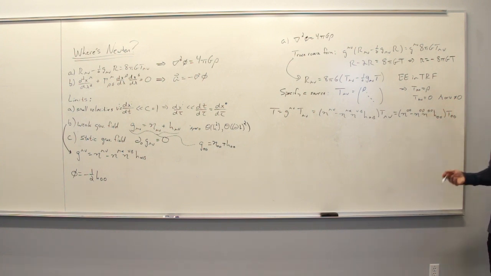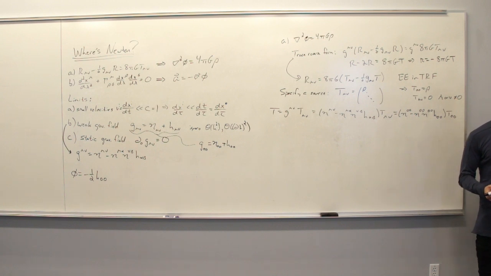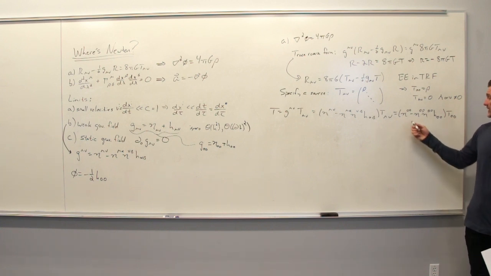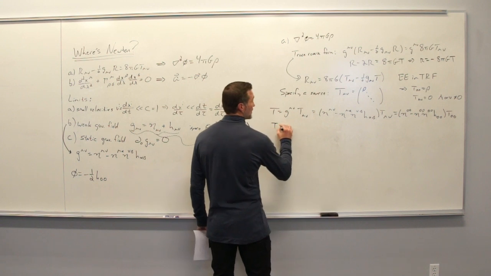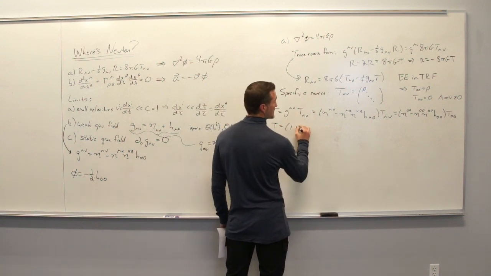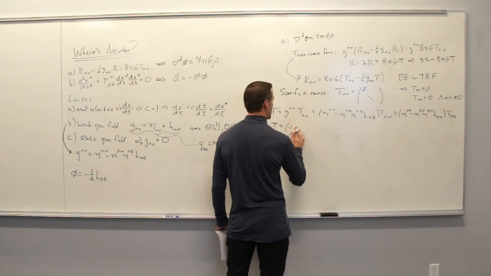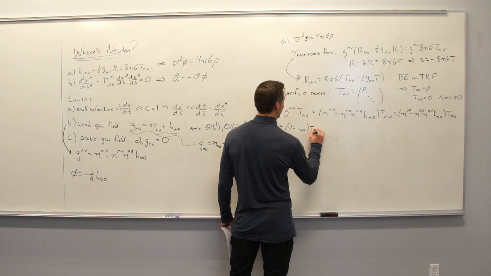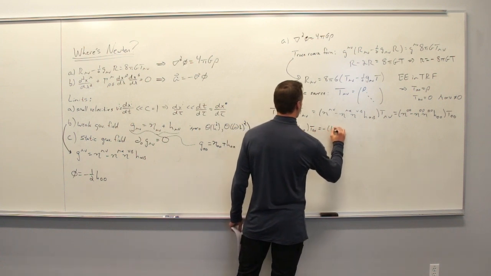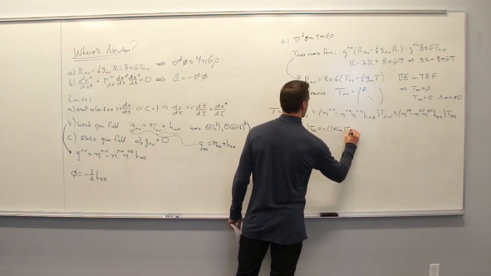Okay. What is η inverse 0,0? It's -1. So T is just going to be -1 minus h_00, T_00, or -1 plus h_00, T_00. Okay?